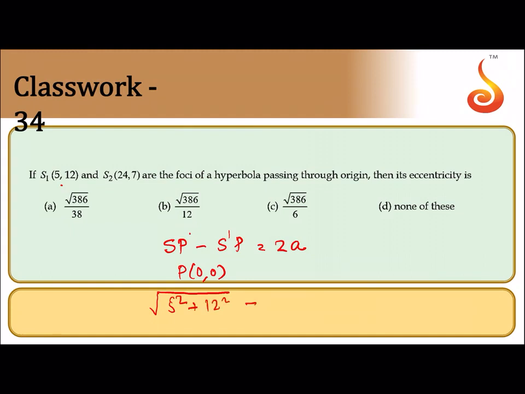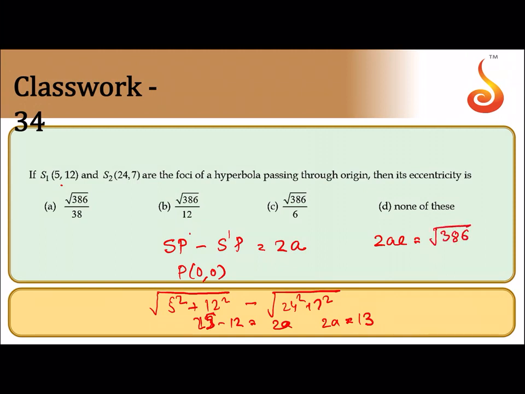So distance formula: under root of 5 square plus 12 square, minus under root of 24 square plus 7 square. So you'll get 13 minus 25, which is equal to 2a. So 2a is equal to 12. Once we get 2a, you can find the distance between the foci, which is 2ae.